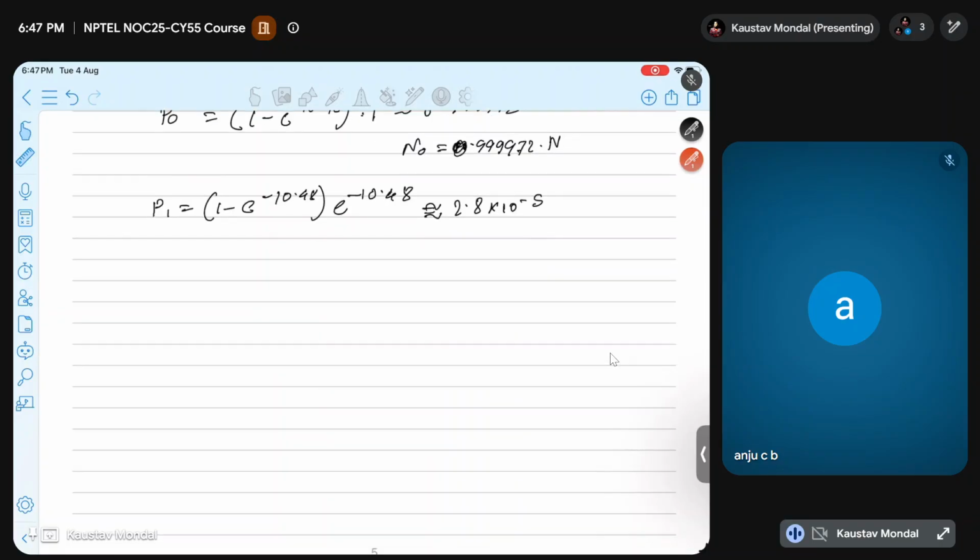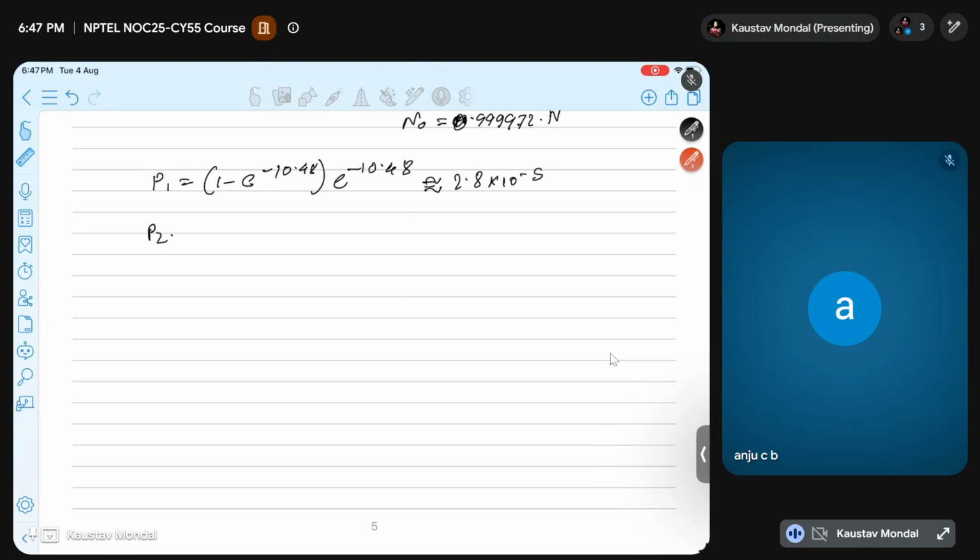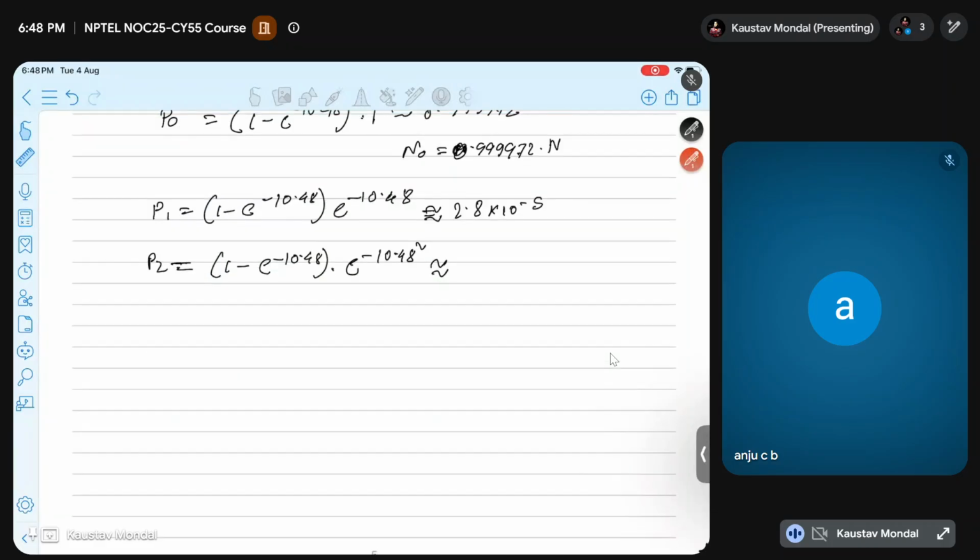And if you go further, the second excited state would be even less. So P2 would be (1 minus e to the power minus 10.48) times e to the power minus 2 beta E, so we can write it as e to the power minus beta E whole squared. It will give you roughly 7.8 into 10 to the power minus 10. As you can see, it's very much smaller.